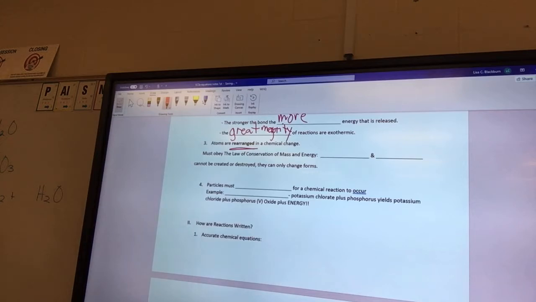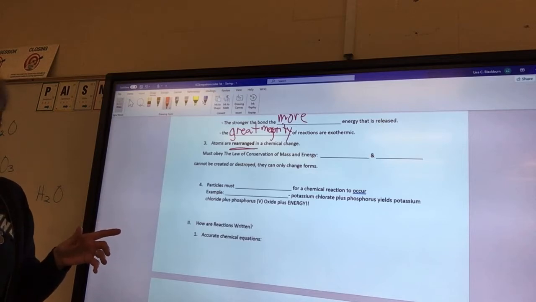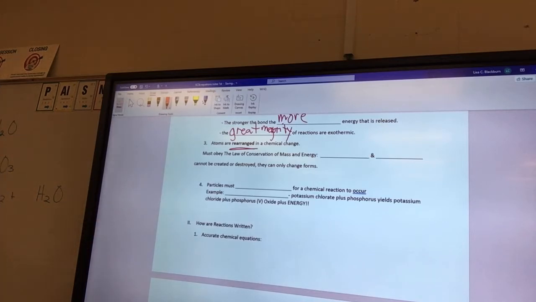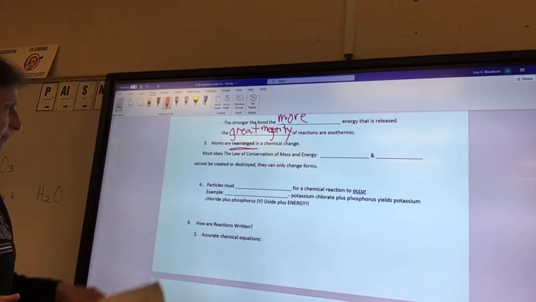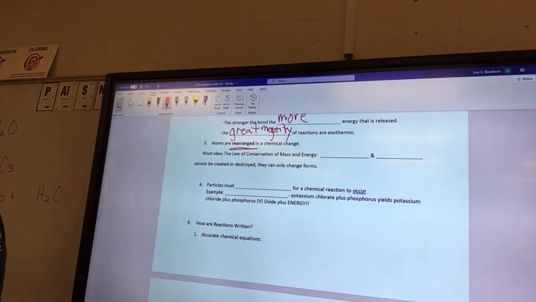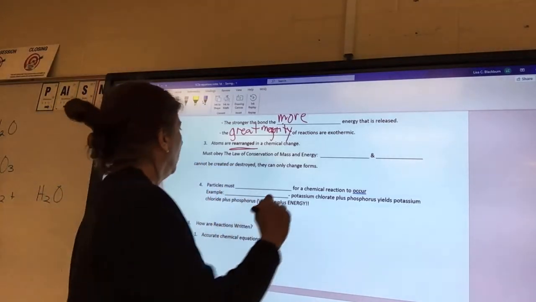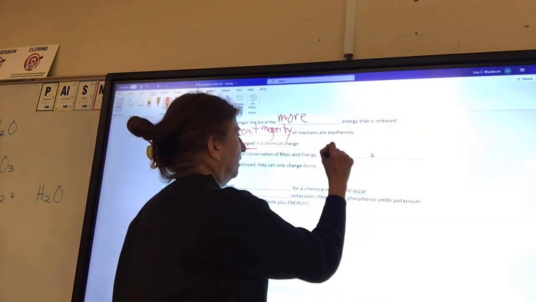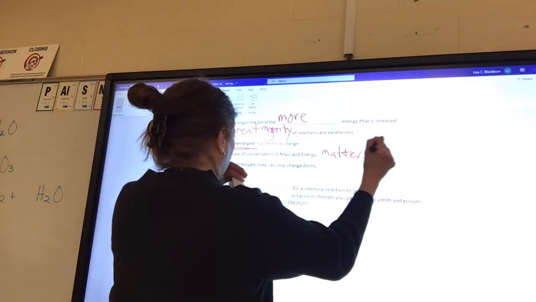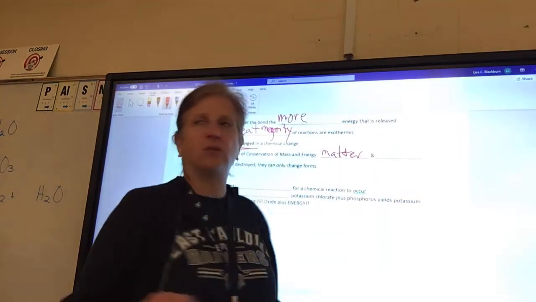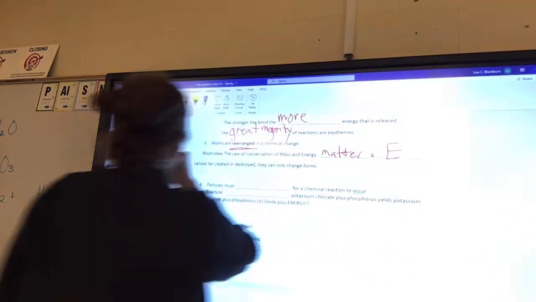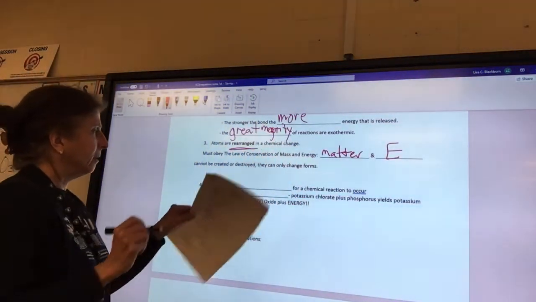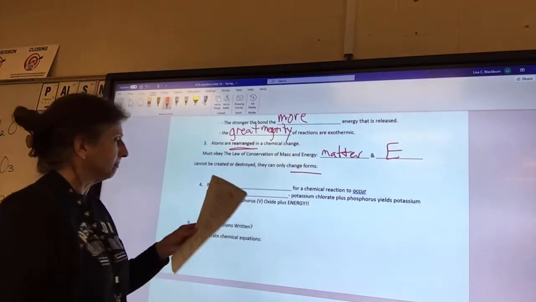Okay, the next thing, let's have a little more water. All right, you must obey the law of conservation of mass and energy. Matter and energy. What's the symbol for energy? Big E. Cannot be created or destroyed, only change forms.